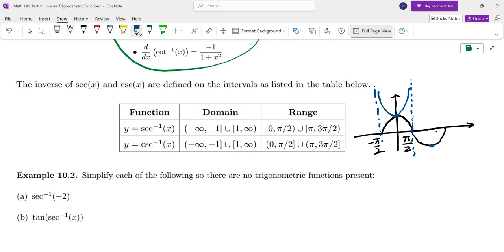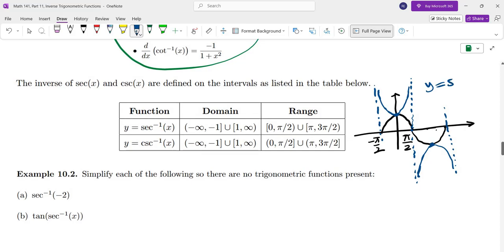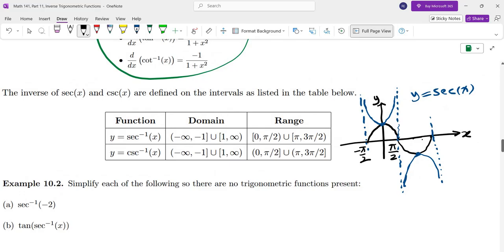So at this point, it is negative 1. Here we go down. Here we go down as well. So we need to choose one branch from the top part, from the part from negative pi over 2 to pi over 2. So this one is y equals secant of x. And one piece from the bottom one. So which piece do we choose?